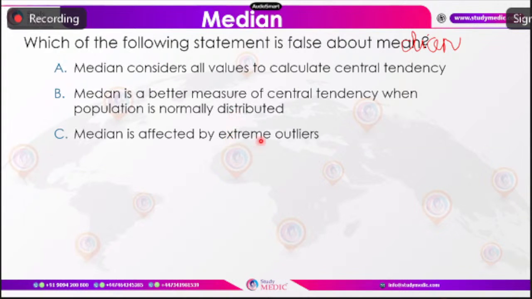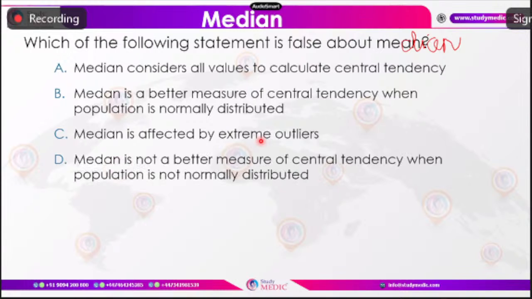Median is affected by extreme outliers. No, this is also wrong. Median is unaffected by the extreme outliers. Median is not a better measure of central tendency when population is not normally distributed. This is also wrong. Median is a better measure of central tendency when population is normally distributed. So all the above statements are wrong about this.